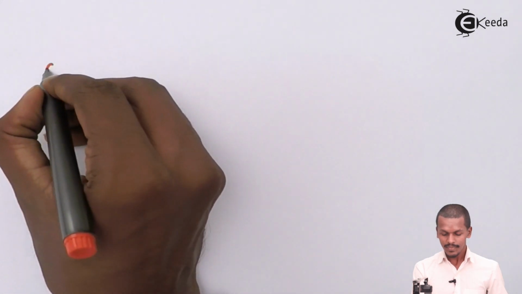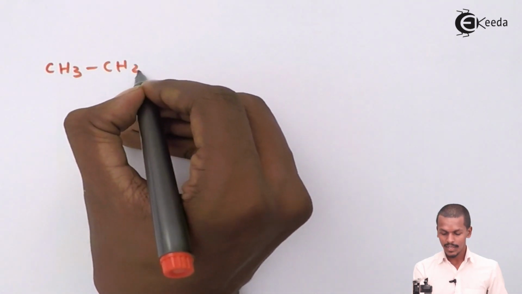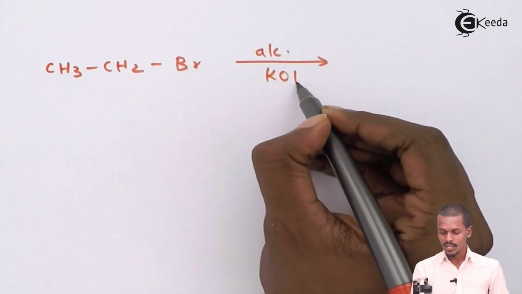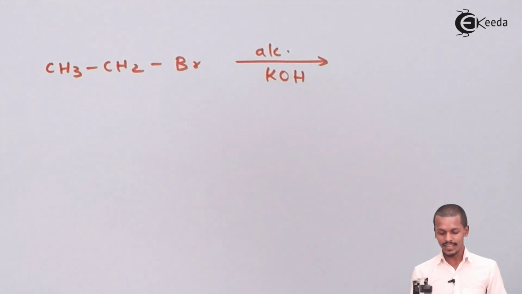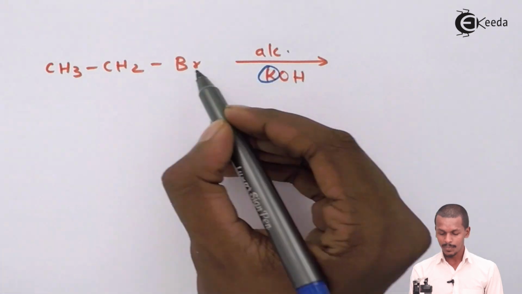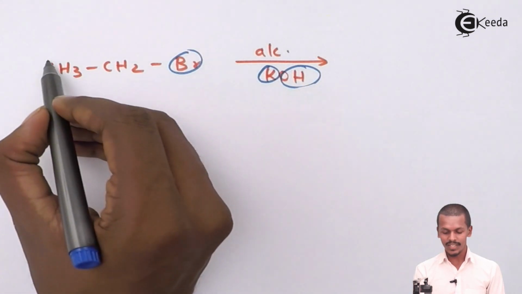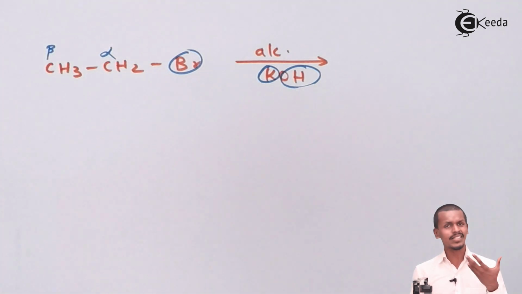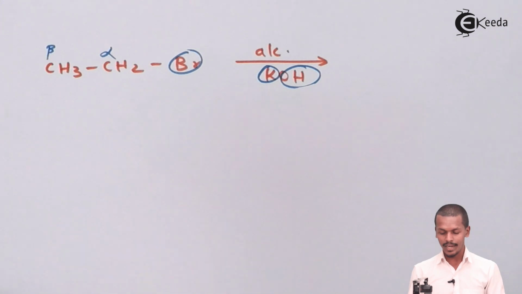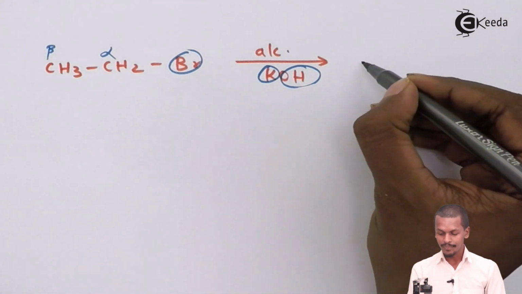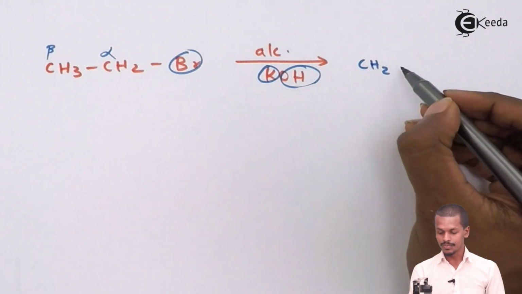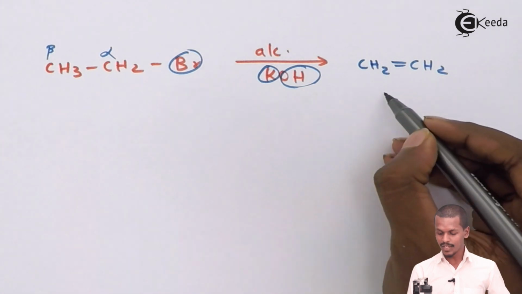CH3CH2Br is the one we have, and we are using alcoholic KOH. Obviously this is an elimination reaction, where KBr would be removed along with the OH. Suppose this is the alpha carbon atom and this is the beta carbon atom. The hydrogen would be removed from the beta carbon atom, which is why it is also called a beta elimination reaction, and we get CH2=CH2. So this is the product A that we have got.